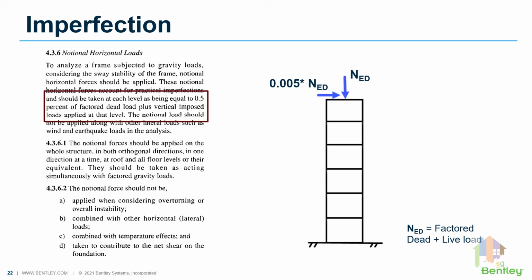You need to apply a horizontal notional load, which is 0.5% of gravity load, and this needs to be applied in each direction separately. Using notional load, you are intentionally pushing the structure in the lateral direction to initiate the imperfection effect, and that imperfection will be further considered in the analysis.